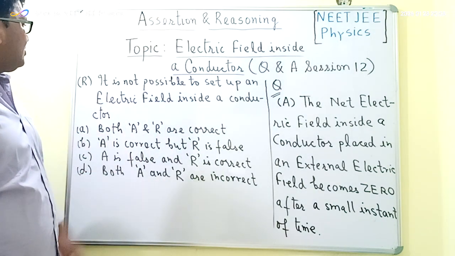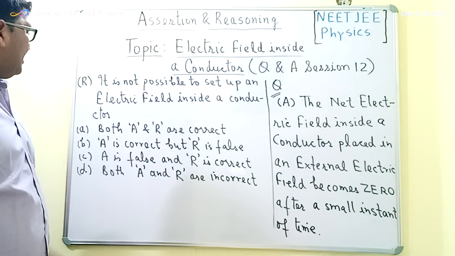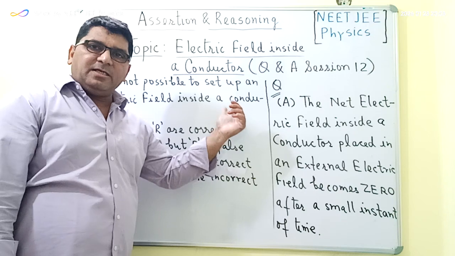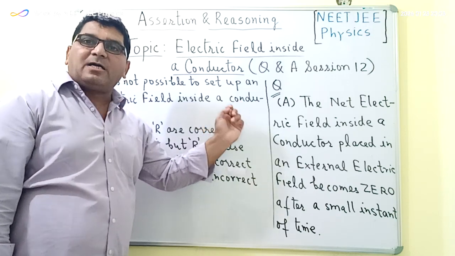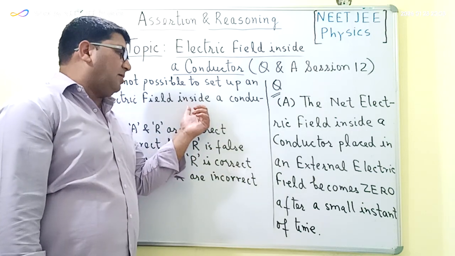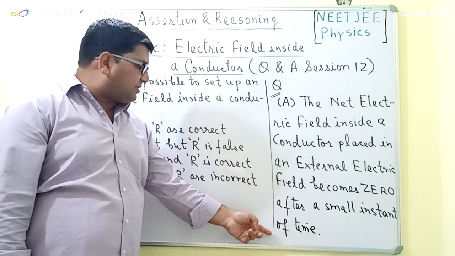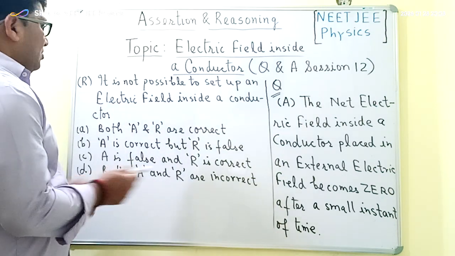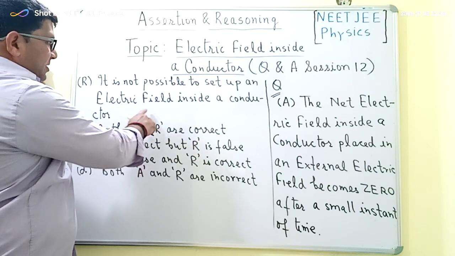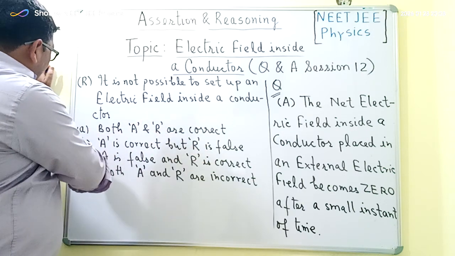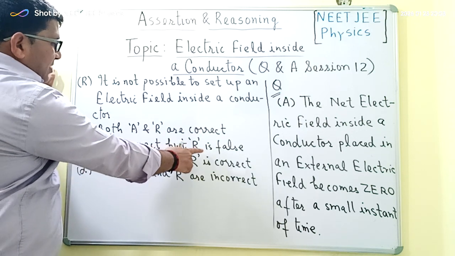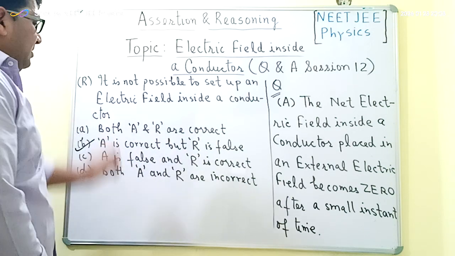Now the reasoning is: it is not possible to set up an electric field inside a conductor. This is wrong because an electrical field is generated inside a conductor when a current flows through the conductor. So the reasoning is incorrect and the assertion is correct. So based on these two statements, we can say that since the assertion is correct and the reasoning is false, the correct option here is B.